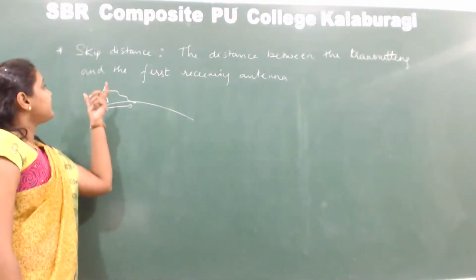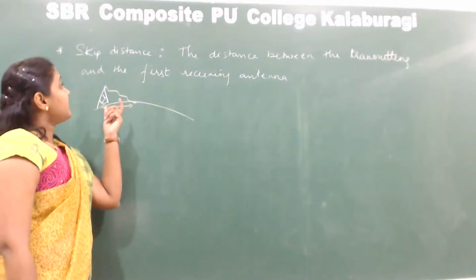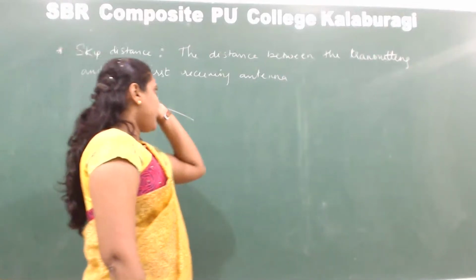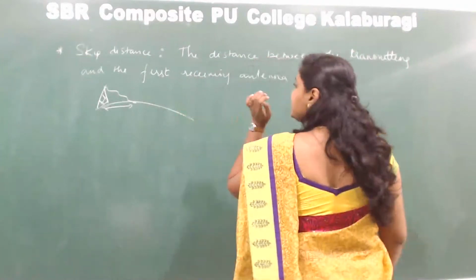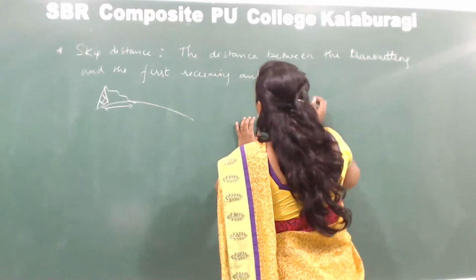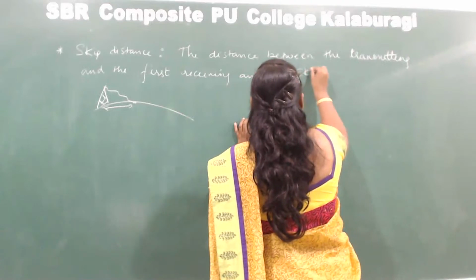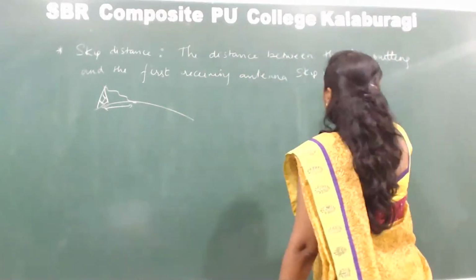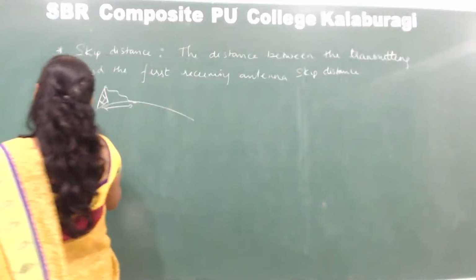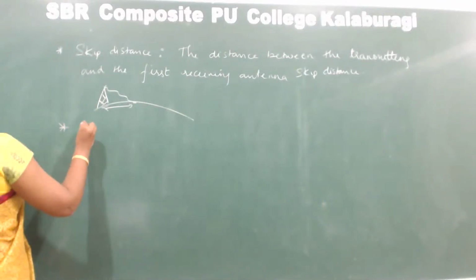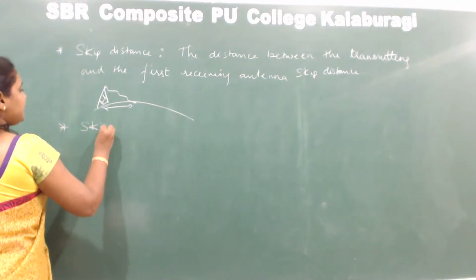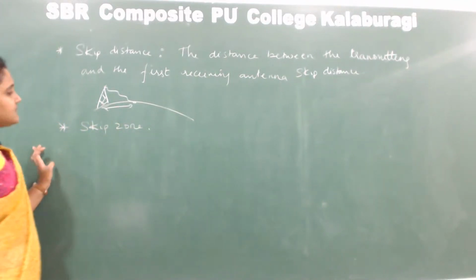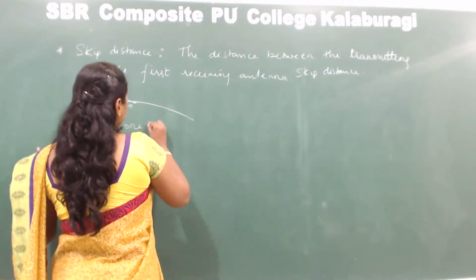So the distance between the transmitting and the first receiving antenna is called what? Skip distance. The maximum distance between the transmitting and the first receiving antenna is called skip distance. Next, skip zone. The next thing is skip zone.